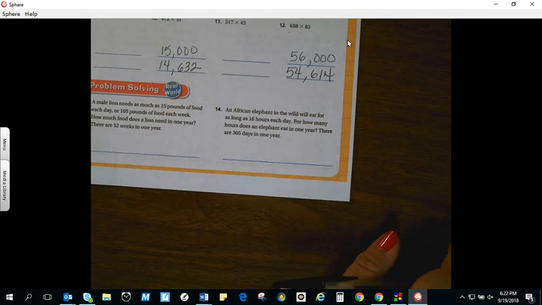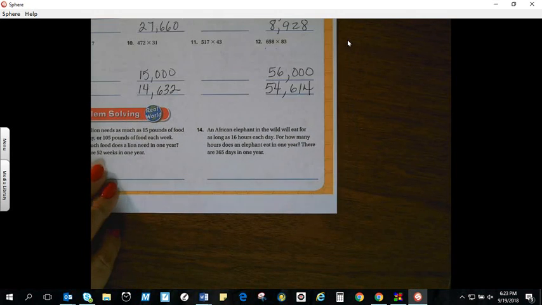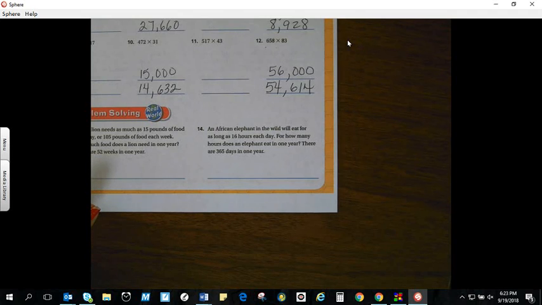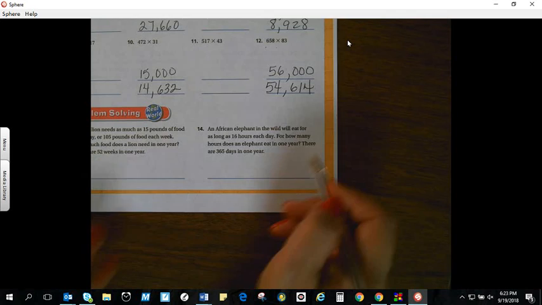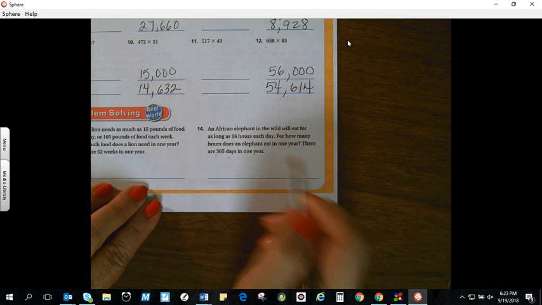All righty. Now let's take a look at our question here. An African elephant in the wild will eat for as long as 16 hours each day. Holy moly, that's a long time to be eating. For how many hours does an elephant eat in 1 year? And now look at what it says. There are 365 days in 1 year.